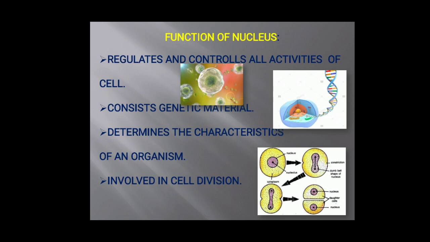So when you remember that binary fission of amoeba, before amoeba divides into two parts, the nucleus first divides, then the amoeba becomes one cell into two cells. So these are the major functions performed by the nucleus in the cell.